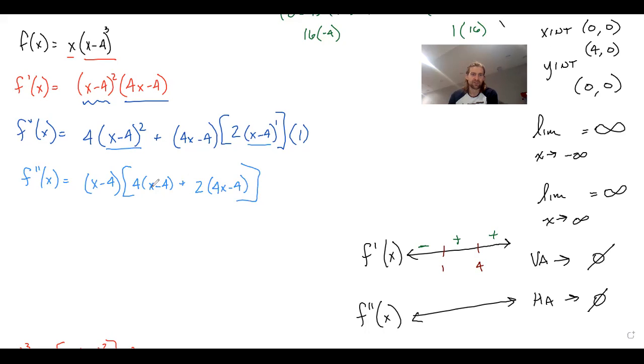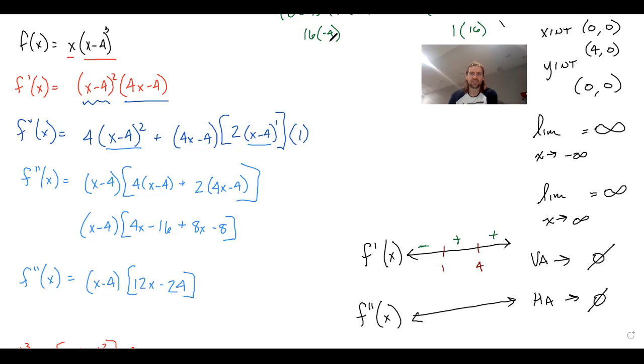Okay, so we do have a lot of things that we need to clean up over here. Let's distribute this out and see what we got. 4 times x is 4x, minus 4 times 4 is 16. Now if we distribute the 2, we get plus 8x and then minus 8. So the second derivative comes out to be (x minus 4) times, and then over here, we would get 12x minus 24. Is that what it is? Yeah.